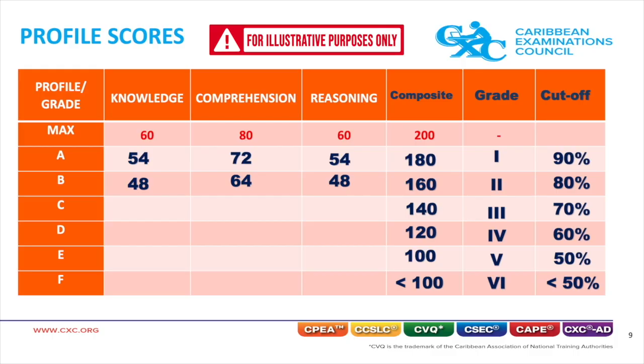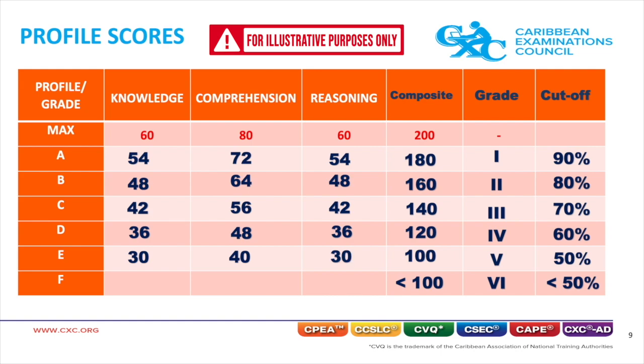Again, for the knowledge profile, grade C has a minimum of 70% of 60, giving us 42 marks. In the case of the comprehension profile, grade C has a minimum of 70% of 80, giving us 56 marks. In the case of the reasoning profile, grade C has a minimum of 70% of 60, giving us 42 marks. Continuing with this logic, we complete the table.